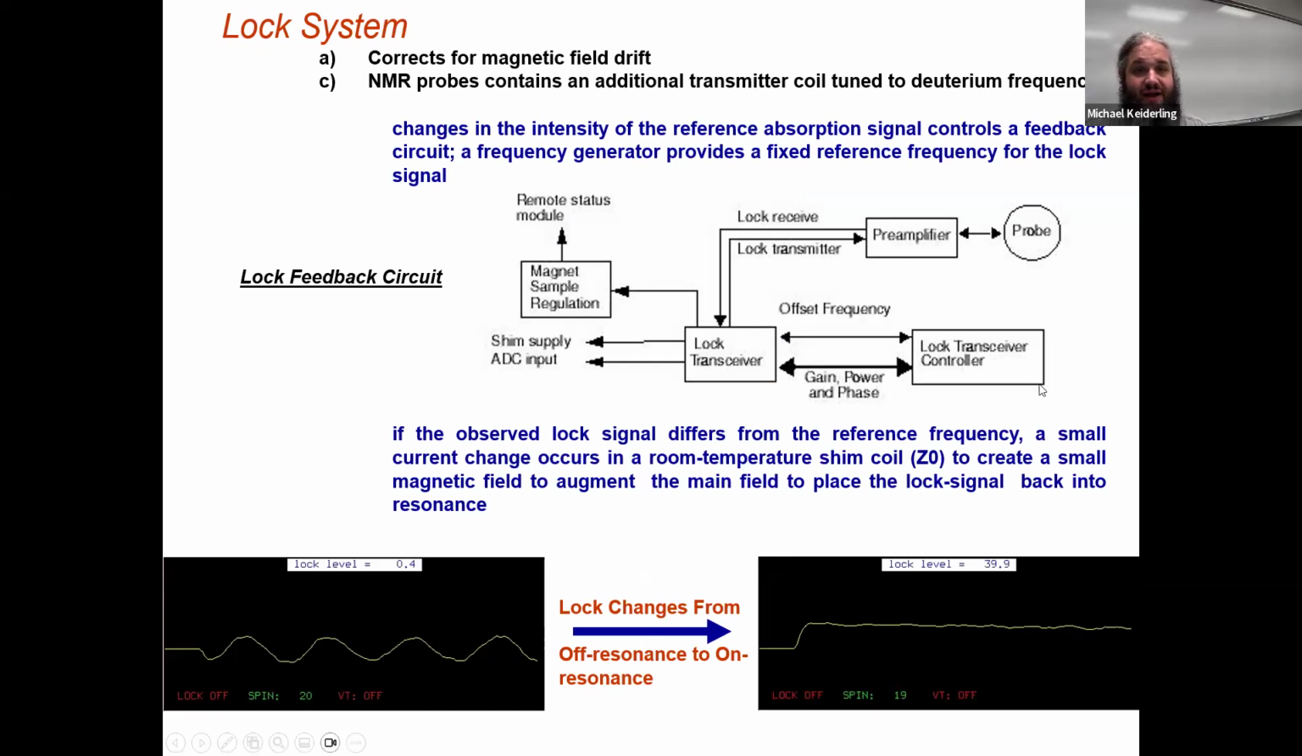The lock system will correct for magnetic field drift. This is done where the NMR probe contains an additional transmitter coil that's tuned to deuterium frequency, and changes in the reference absorption signal control a feedback circuit, and a frequency generator provides a fixed reference frequency for the lock signal. So if the lock signal differs from the reference frequency, a small current occurs in a shim coil to create a small magnetic field to augment the main field to put it back into resonance. We also use a deuterium lock.